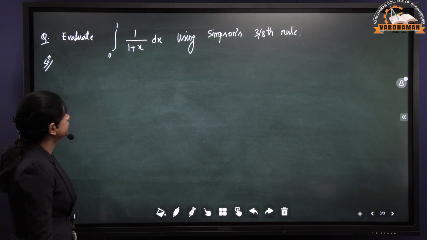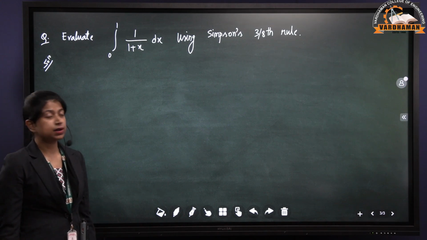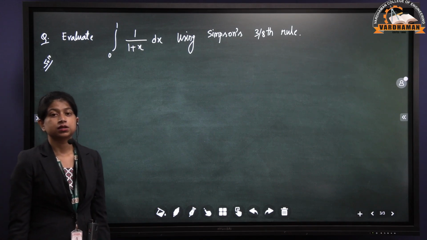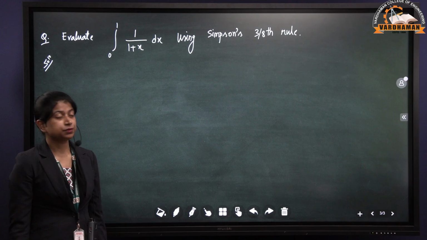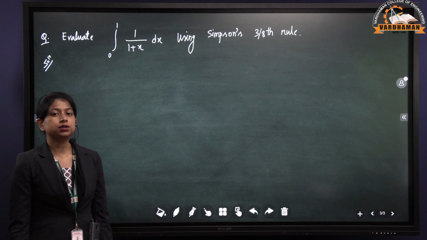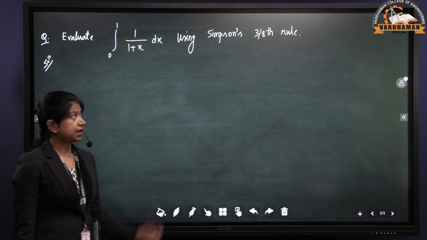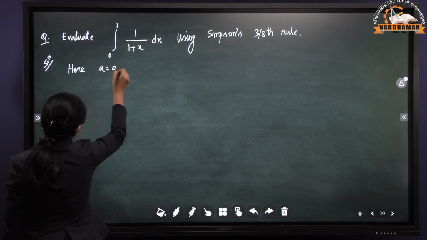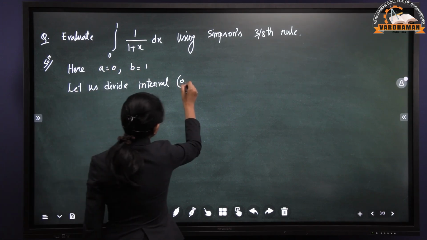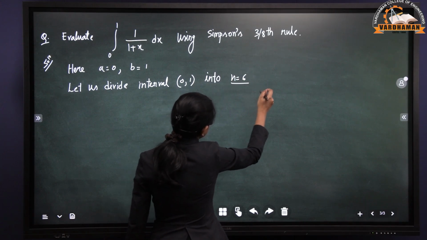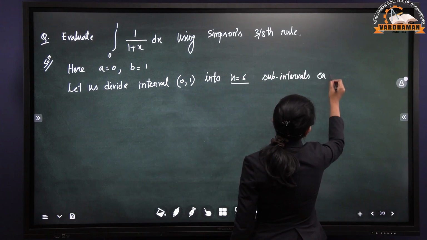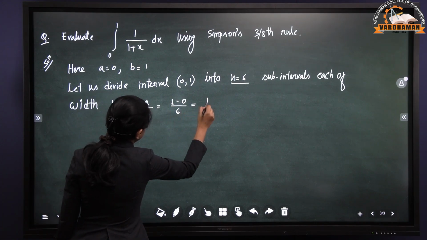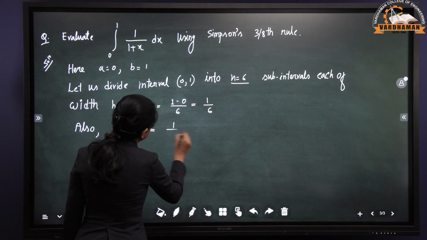Look at this next problem where we need to evaluate integration 0 to 1 1 by 1 plus x dx using Simpson's 3/8 rule. Here also the number of subintervals is not mentioned. Also h is not given. So what we will do, we will divide the interval 0, 1 into 6 subintervals because 6 is multiple of 3 and Simpson 3/8 rule is only applicable when n is multiple of 3. Here a equal to 0, b equal to 1. Let us divide interval 0, 1 into n equal to 6 subintervals, each of which h equal to b minus a by n, 1 minus 0 by 6, 1 by 6, and y is equal to 1 by 1 plus x.